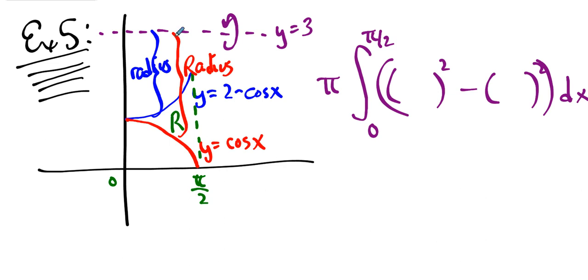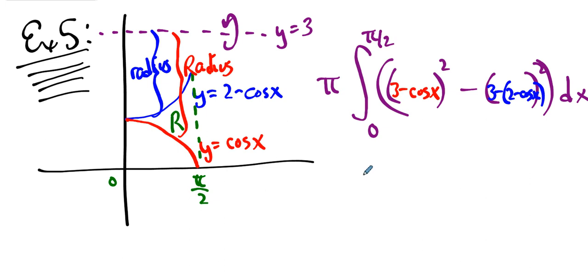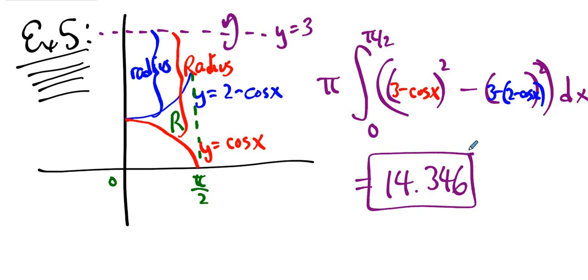So what's the big radius? Well, the big radius goes from 3 down to cosine x. The little radius goes from 3 down to 2 minus cosine x. And then, because we haven't talked about how to solve integrals of this type, we ask our calculator what that is, and our calculator gives us a decimal approximation.